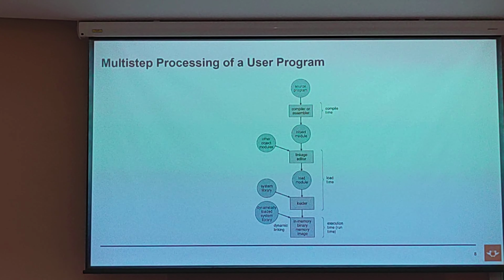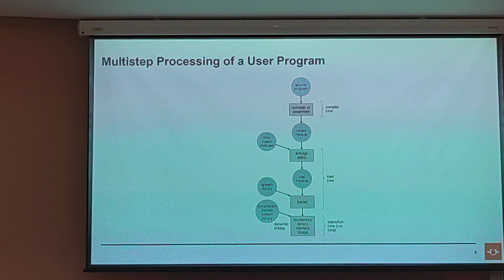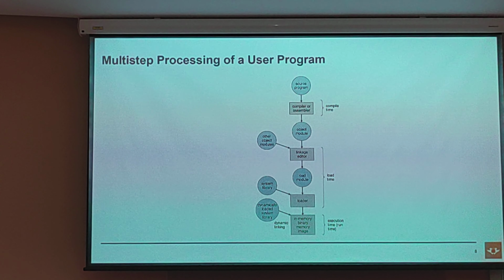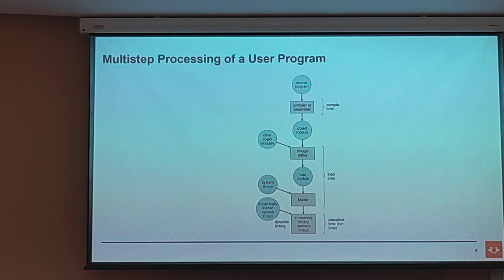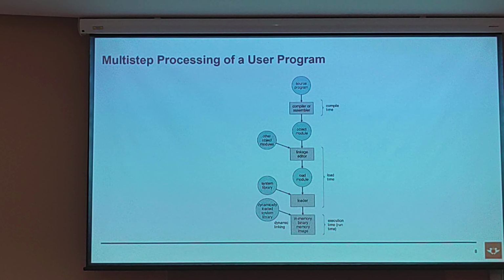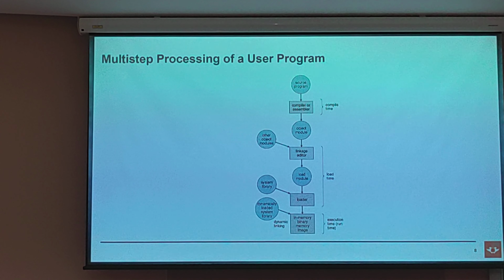Okay, let's talk about multi-step processing of the user program. Just quickly, how this works should explain how we know where things are loaded in memory. When we've got our source program, whether it's a C++ program or whatever, the first thing you do is send it to a compiler. Obviously, when you're writing assembly code, you don't send it to a compiler, because it's already in assembly language. Once you send it to the compiler, it becomes what is called an object module.